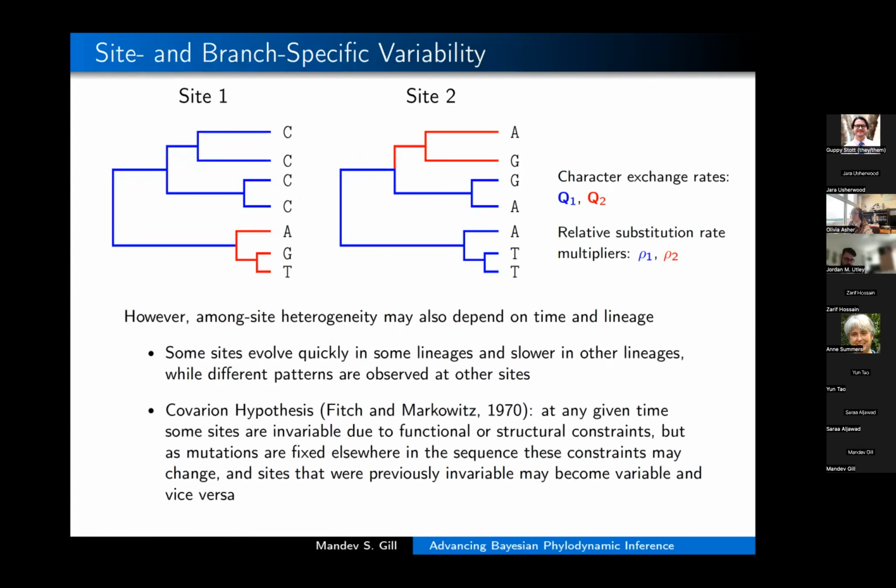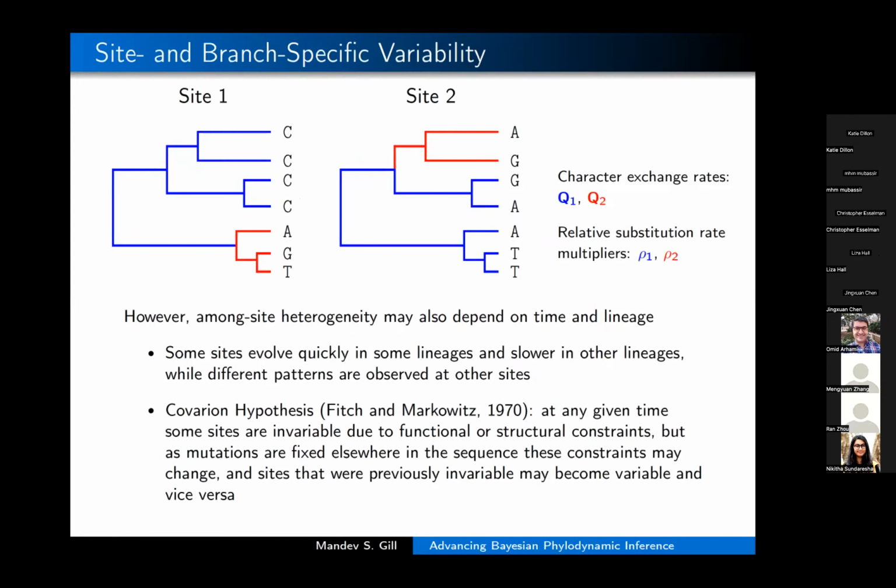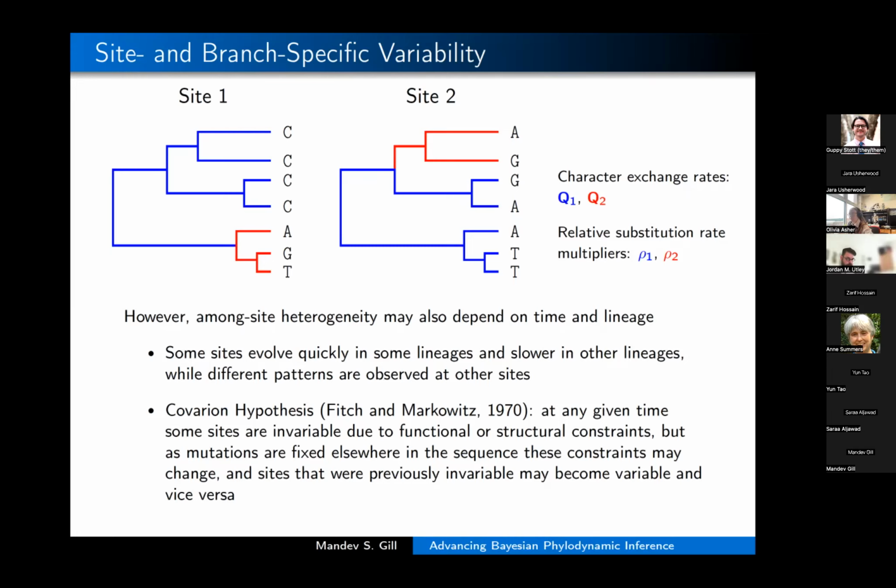However, among site heterogeneity might also be time dependent and lineage dependent. Some sites evolve quickly in some lineages and slower in other lineages, while different patterns are observed at other sites. So, for example, under the covarion hypothesis of Fitch and Markowitz, at any given time, some sites might be invariable due to functional or structural constraints, but as mutations are fixed elsewhere in the sequence, these constraints might change, and sites that were previously invariable may become variable, and vice versa.